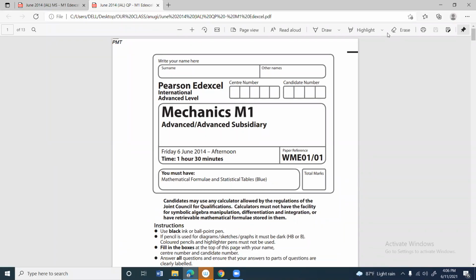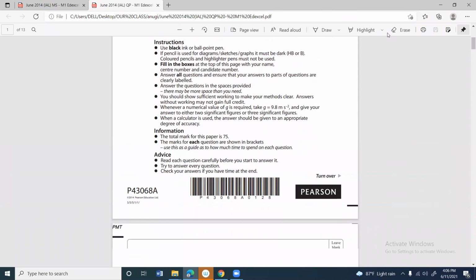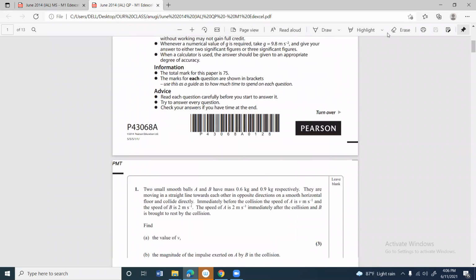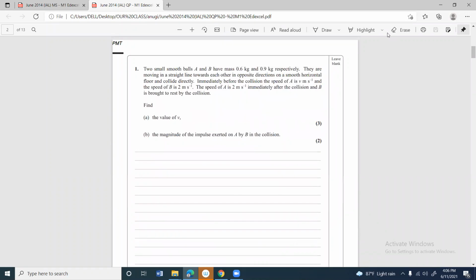Right. Today we are starting with the mechanics paper for June 2014, this IAL paper. Initially, let's start with this. It mentions two smooth balls, A and B, with mass 0.6 and 0.9 kg respectively. I'll just mark these two objects A and B, where A is 0.6 kilogram and B is 0.9 kilogram.